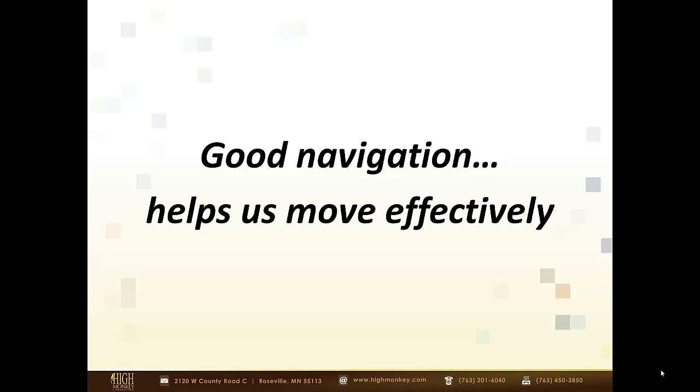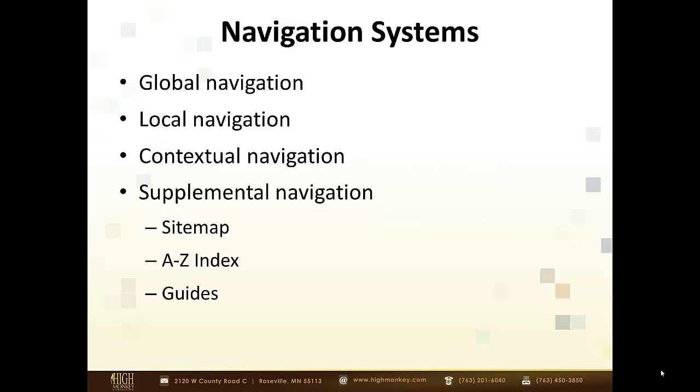So when we look at navigation, we break it down into a lot of different areas. We look at global navigation, local, what we like to call contextual navigation, which we'll talk about, and then some of the supplemental navigations that are out there, especially on the web, like sitemaps, A to Z indexes, and guides, some things that have been very effective.